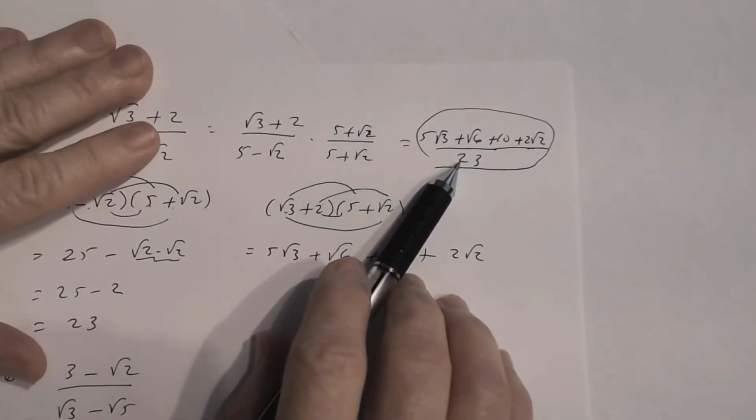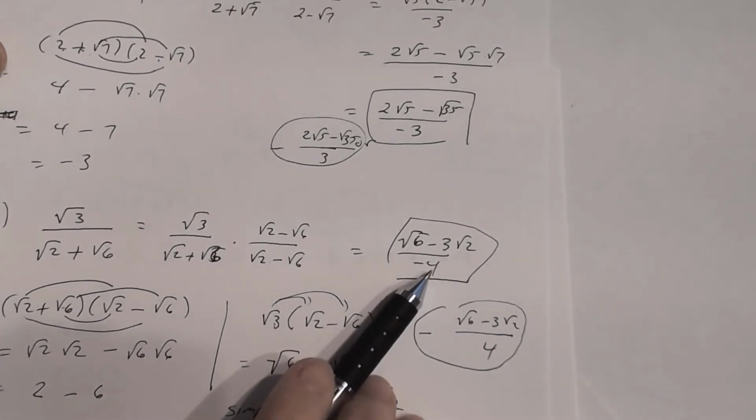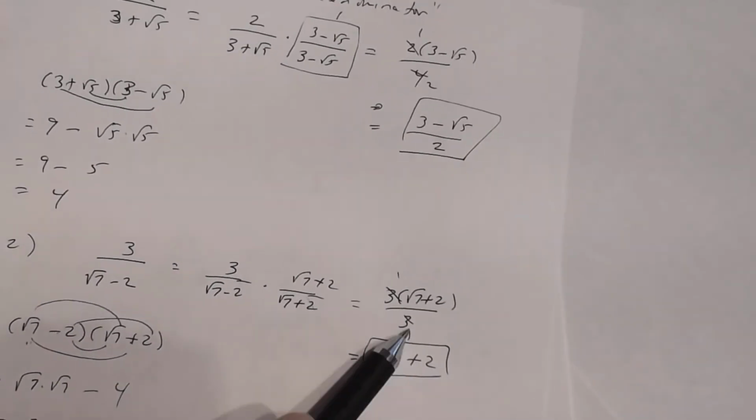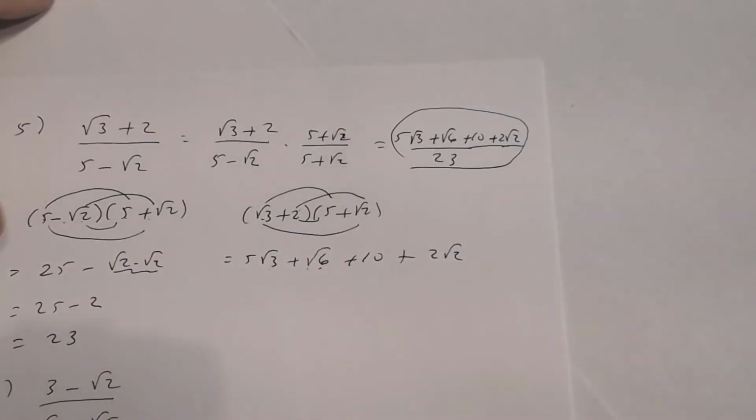So notice that this is a rational number. This is a rational number. Negative 4 is a rational number. Negative 3 is a rational number. 3 is a rational number. 2 is a rational number. Okay? So you want to rationalize the denominator.